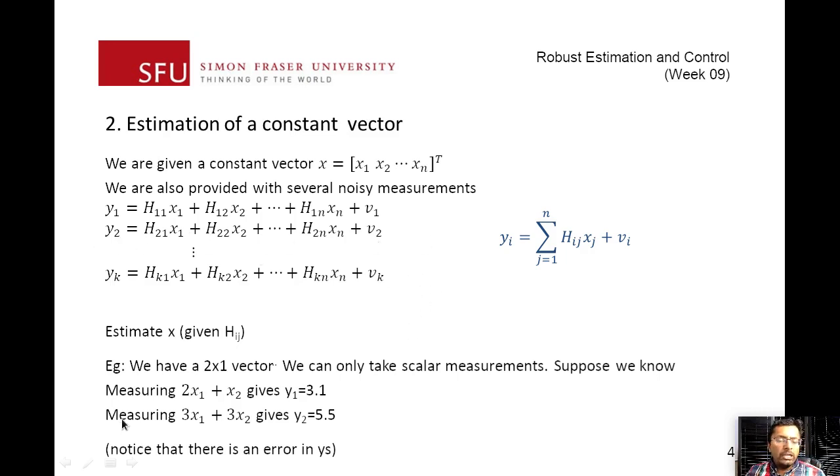Coming back to the example, given two measurements over here, 2x1 plus x2 equal to 3.1, and 3x1 plus 3x2 equal to 5.2. Since I have only two equations and two unknowns, I can solve this, right? I need to take 3 times the first equation minus the second equation, and then I can figure out what this would be.